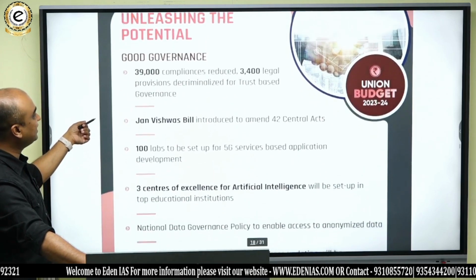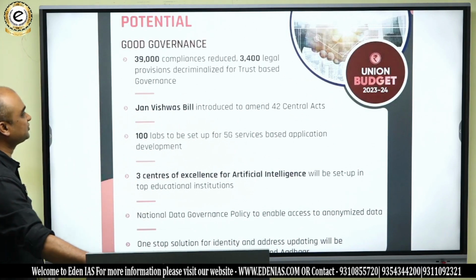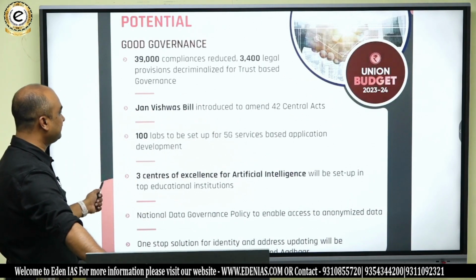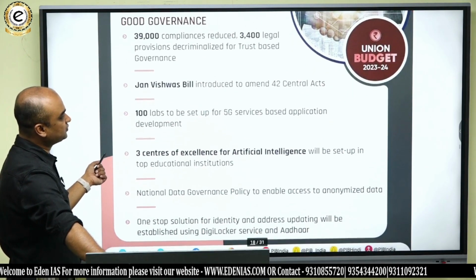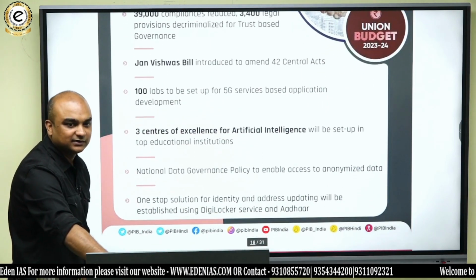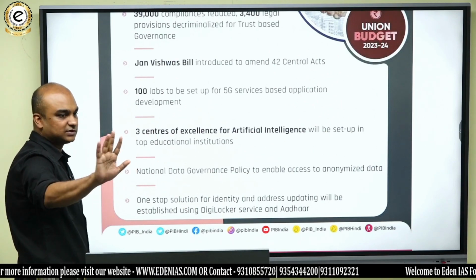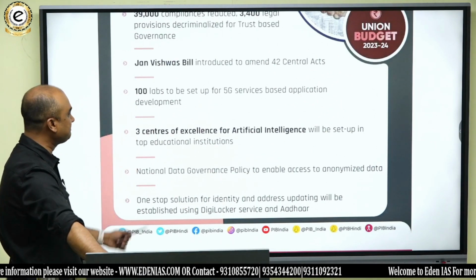Unleashing the potential of good governance: 39,000 compliances reduced, 3,400 legal provisions decriminalized for trust-based governance. Jan Vishwas bill introduced to amend 42 central acts, जिसमें वो पनिशमेंट वगैरह थे, याद है कि माइनर कुछ गलती हो जाती तो जेल हो जाता था, अब वो सब खत्म कर दिया, सिविल पेनल्टी डाल दिया उसमें.